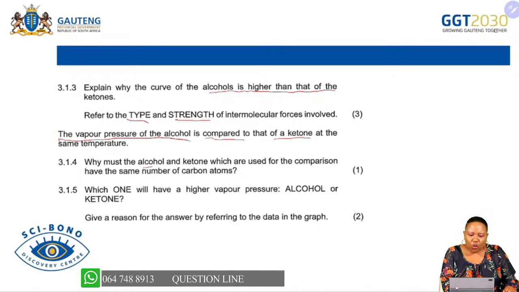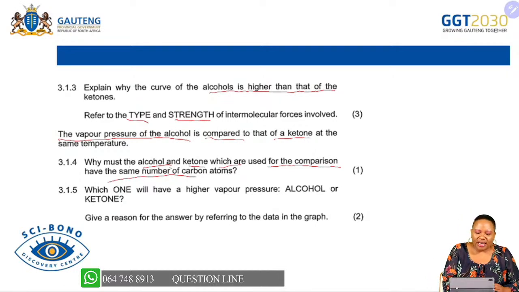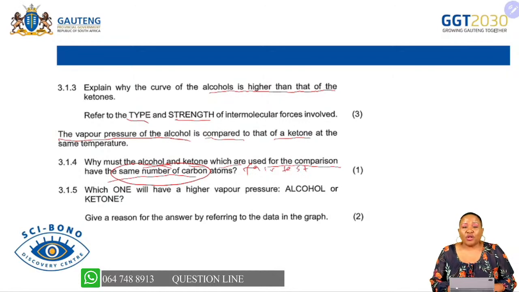They say, why must the alcohol and ketones, which are used to prepare the comparison, have the same number of atoms? Definitely this is an experiment, and every time you do an experiment, you need to make sure that whatever you are doing, there are no questions about unfairness. So the reason why we make sure that the same number of carbon atoms are used is because we want to make a fair test. We want the test to be fair, so that we don't say the alcohol has a higher boiling point because it has more carbons than the ketone.